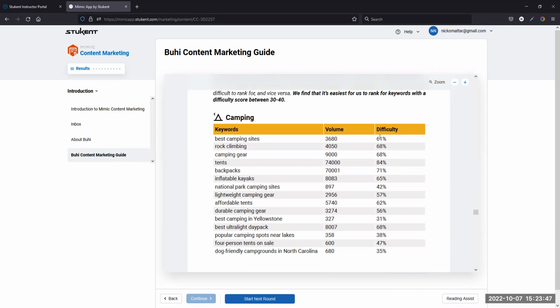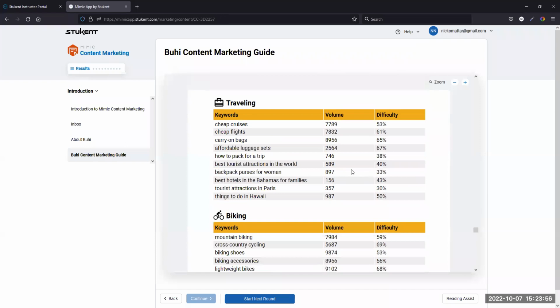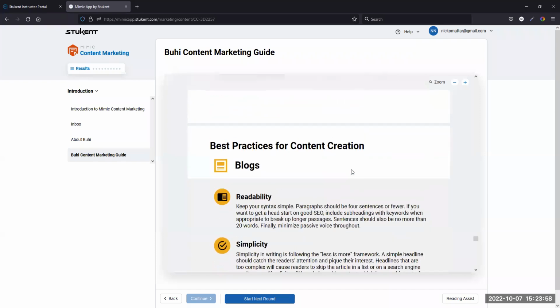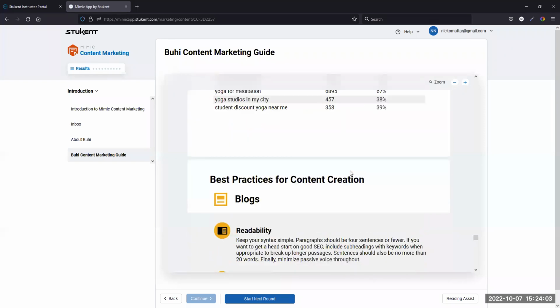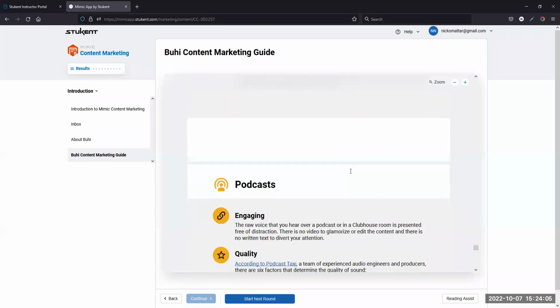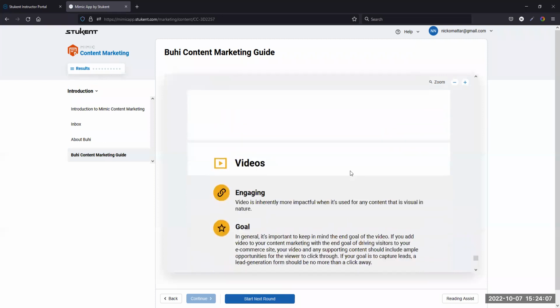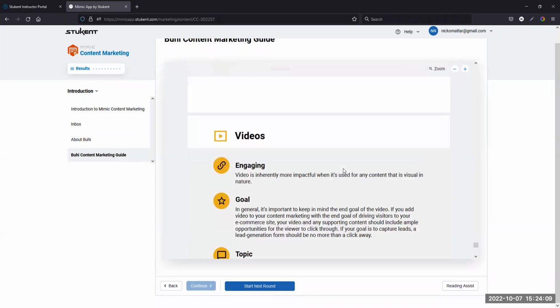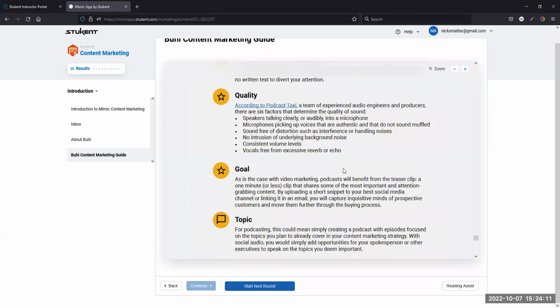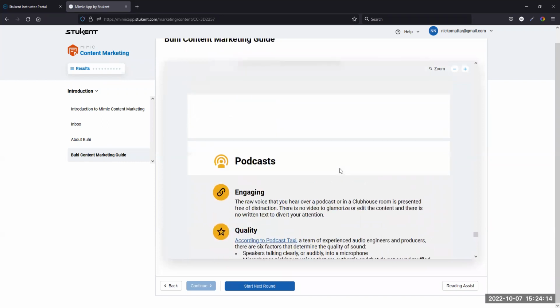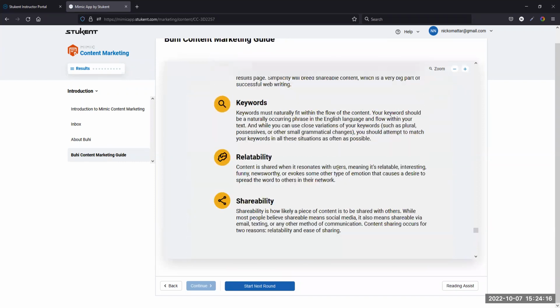So, for example, most of these you're not going to want to bother with. Now, best camping in Yellowstone, 31%. You see it's a long tail keyword, very specific, things like that. There's a ton of those included. Now, here are some looks back to the courseware so far. Blogging best practices, podcasting best practices, video best practices, and it looks like they did not include infographic, but that's okay. Those are really the big three types of content that you'll be creating or assigning.